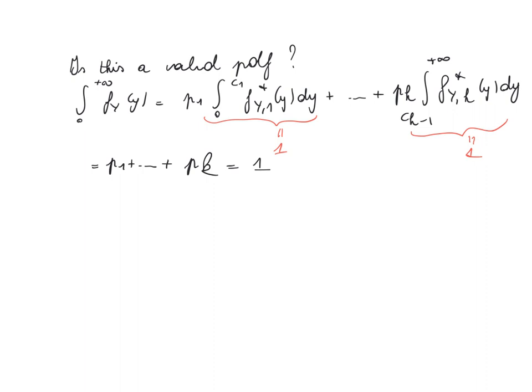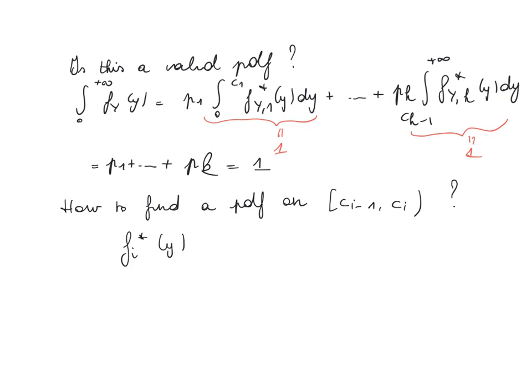Now the question is, of course, how can you find a PDF that is only taking values different from 0 on a given interval, right? That's not so straightforward. So one way to do this is by conditioning existing loss distributions, restricting them to take values different from 0 on a certain interval.